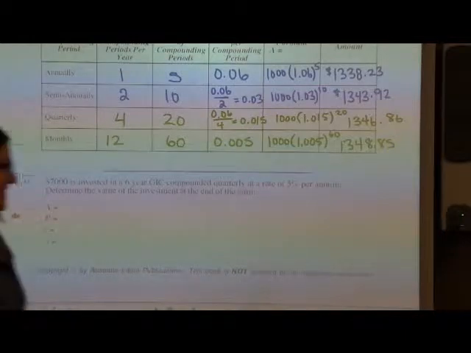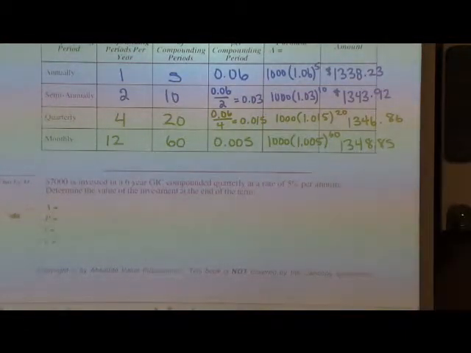The purpose of the chart is just to outline how compounding periods can actually earn you more money over time.